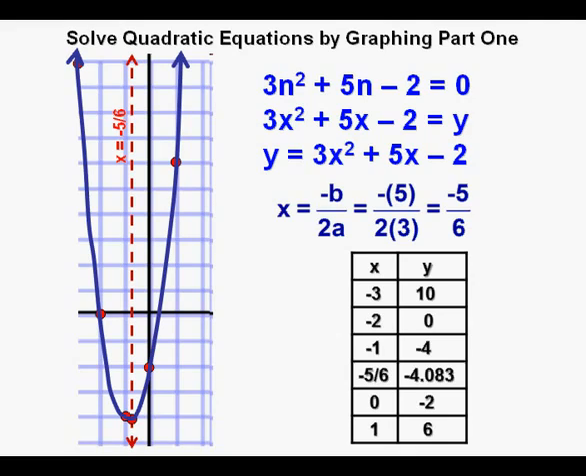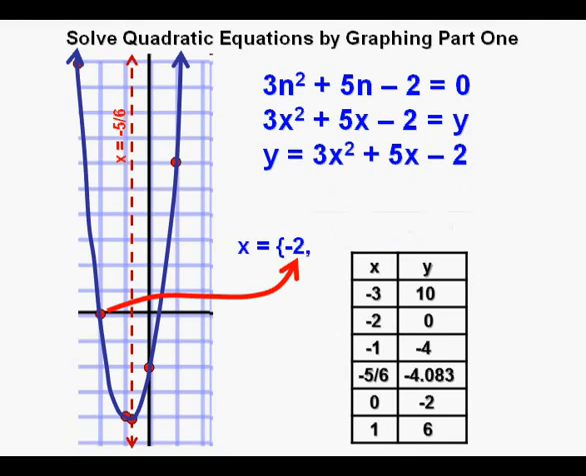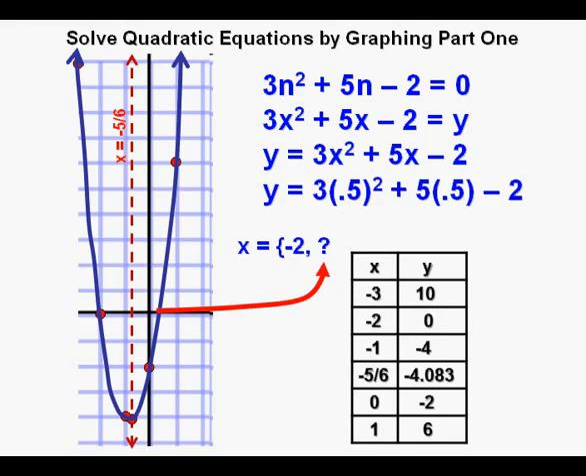Here's the curve drawn through the points. And he sees one x-intercept at negative 2. And it makes sense since he sees the coordinate negative 2, 0 in the table. But what about the other solution? We see that it's here between x equals 0 and x equals 1, but where exactly? We'll just leave a question mark here until we find it.